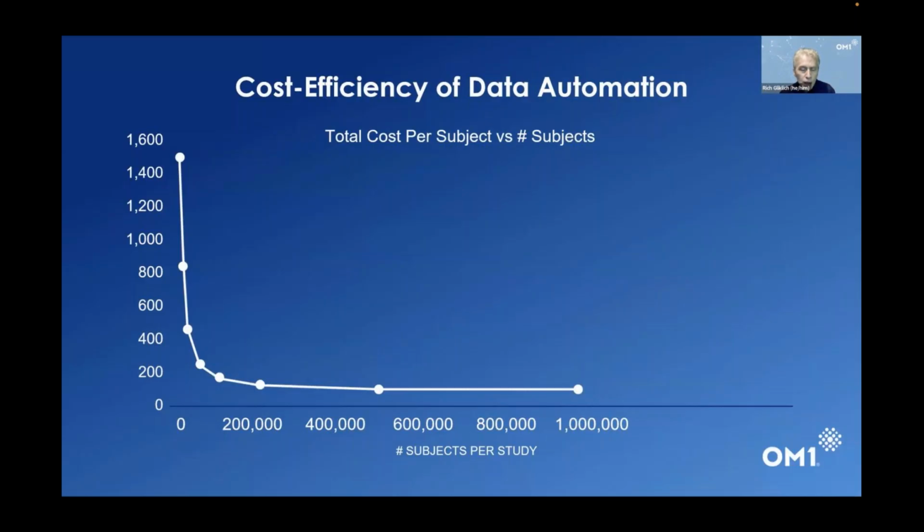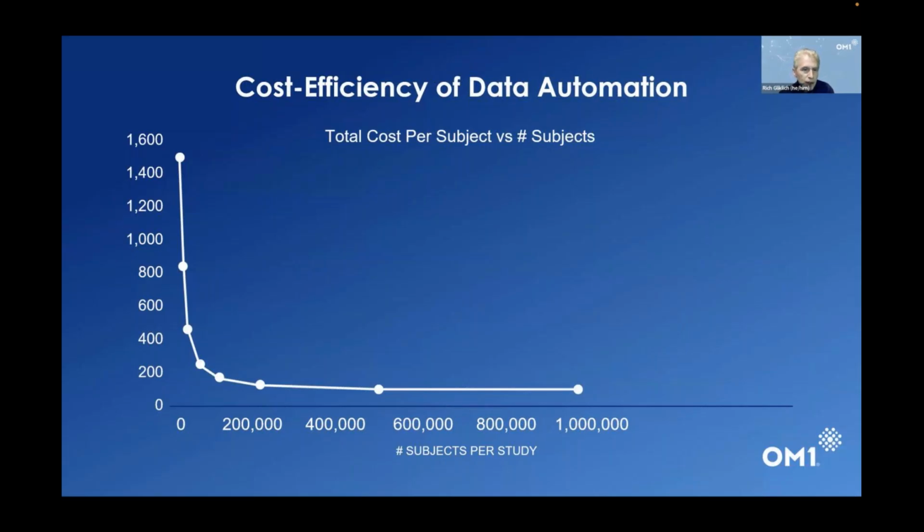I want to touch now on something that's really near and dear to all of us, particularly in these, a little bit more economically challenging times, which is the cost efficiency of data automation. What I've plotted here on the x-axis is the number of subjects per study, and on the y-axis, going vertically, is the cost in dollars per patient per study.